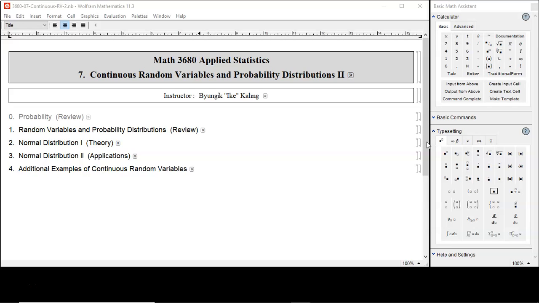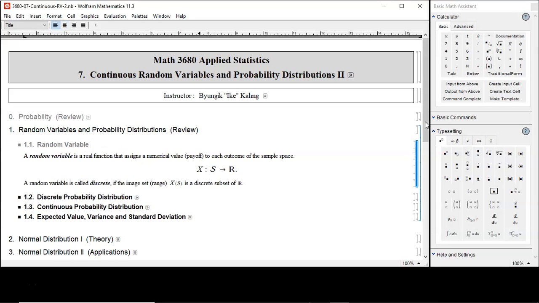So let's begin with a review. It's going to be a very brief review. A random variable is a real function that assigns a numerical value to each outcome of the sample space. We already discussed it many times.